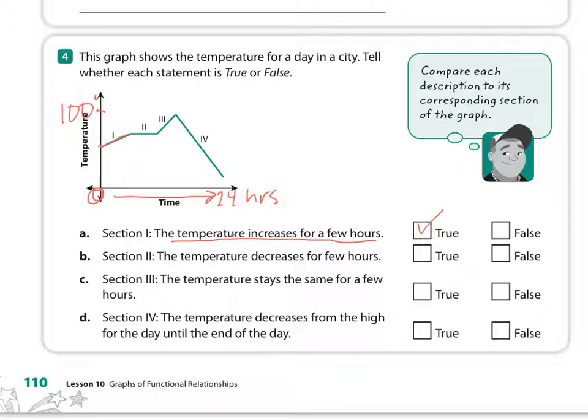Section 2, temperature decreases for a few hours, right? Do we see that right here? No, we see the temperature staying the same, right? It's not going up or down. So I think that's false.